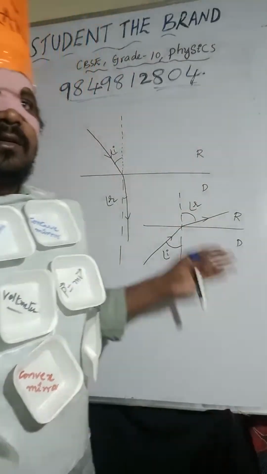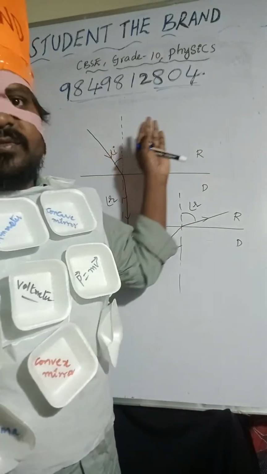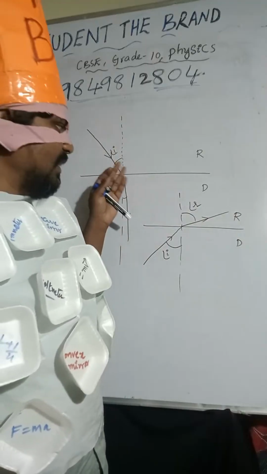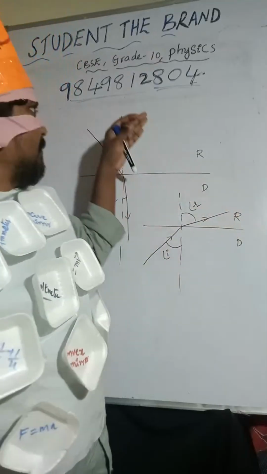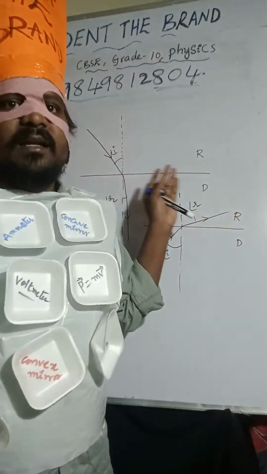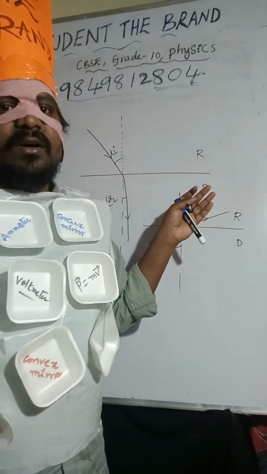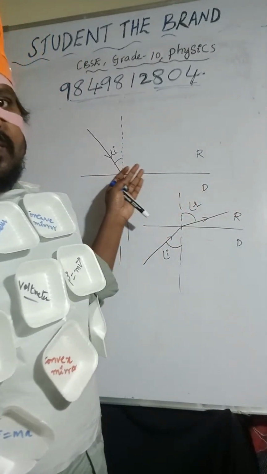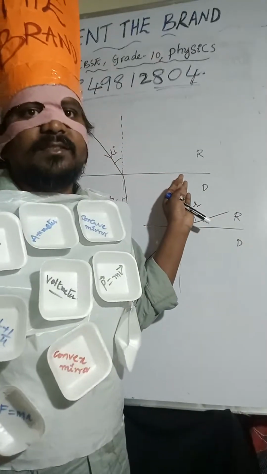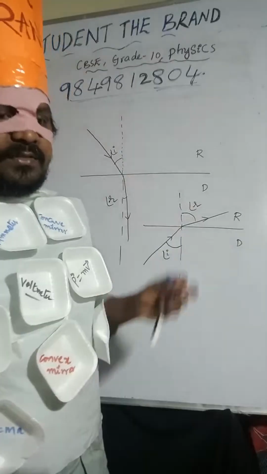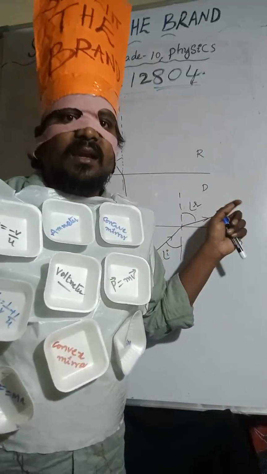Okay. Now observe here carefully. Light ray moving from rarer to denser bends towards the normal line. If it is moving from denser to rarer, it moves away from the normal line. Rarer to denser, in the denser medium speed will be less. That's why it is bending towards the normal line. In the rarer medium, speed will be more. That's why it is moving away from the normal line.